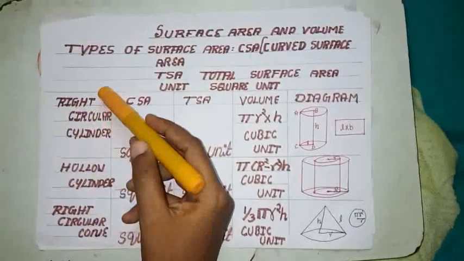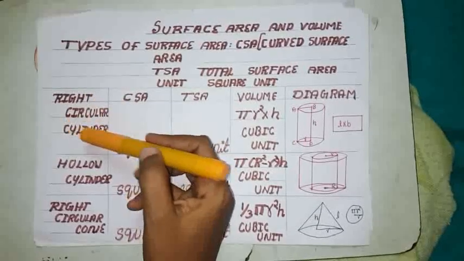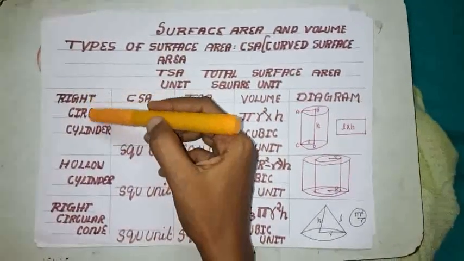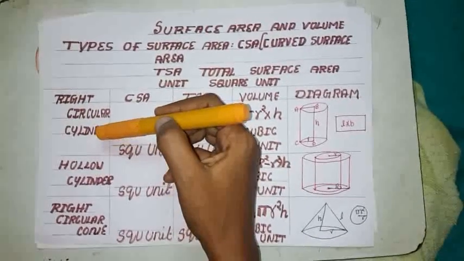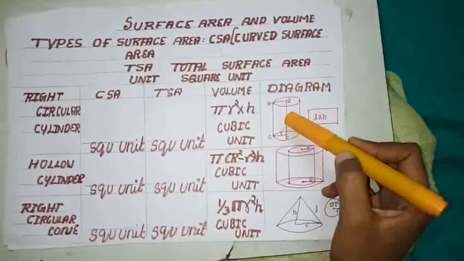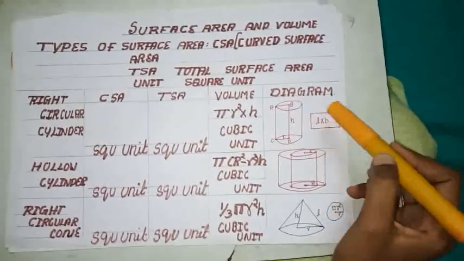First one, I'll take the right circular cylinder. Now we are going to see the formula. First formula is for the right circular cylinder. Right circular cylinder is a shape like this. The shape you are getting from a rectangle. How could you get this shape?